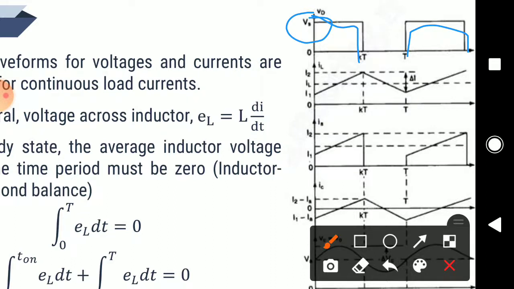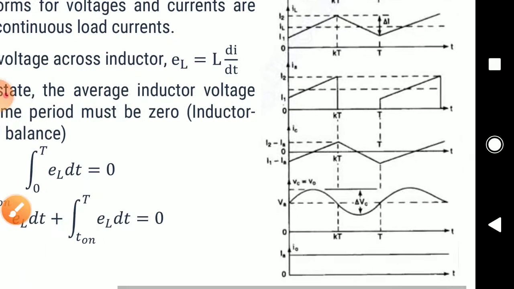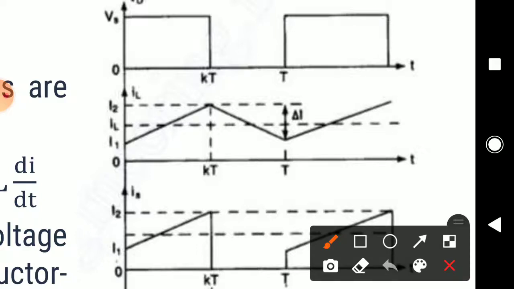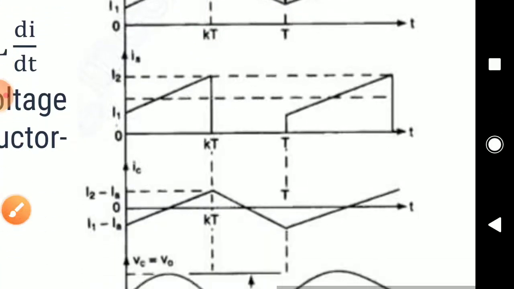Now if you remember the operation of the circuit, I'll just explain it again. During the on time, the inductor current was increasing, and during the off time, the inductor current was decreasing. So if you assume that the on time is K times T or D times T, that is duty ratio times the total time period, then during the on time you have the inductor current increasing, and during the off time, the energy stored within the inductor is released, so the inductor current starts to reduce. Now your next waveform is the supply current.